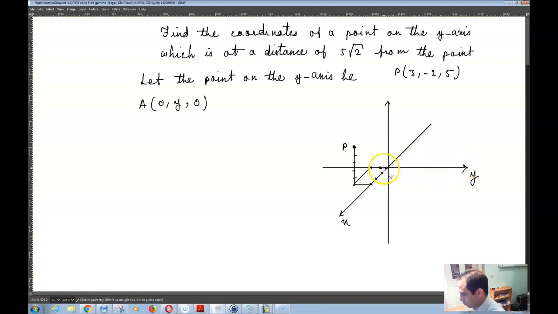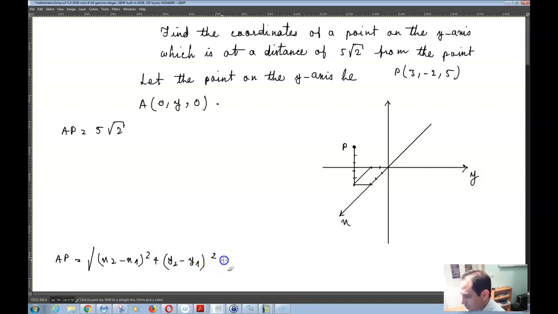So you will have some y-coordinate, but your x-coordinate will be 0, and your z-coordinate will be 0, of course. Then the distance of this point from this point is 5 square root of 2. That means that AP is equal to 5 square root of 2. So AP is the same thing as the distance formula: AP would be the square root of (x2 minus x1) whole squared plus (y2 minus y1) whole squared plus (z2 minus z1) whole squared.